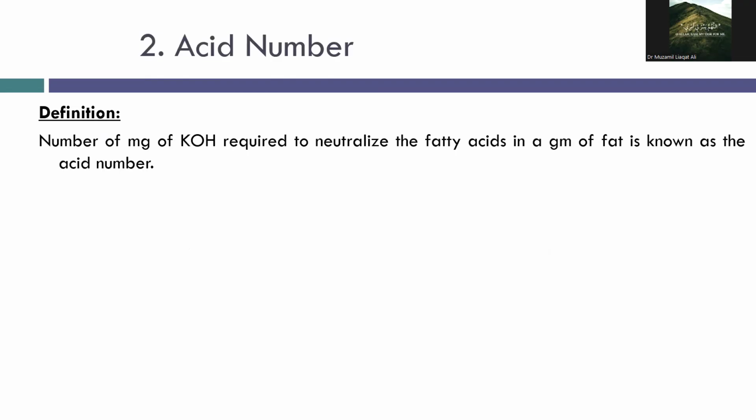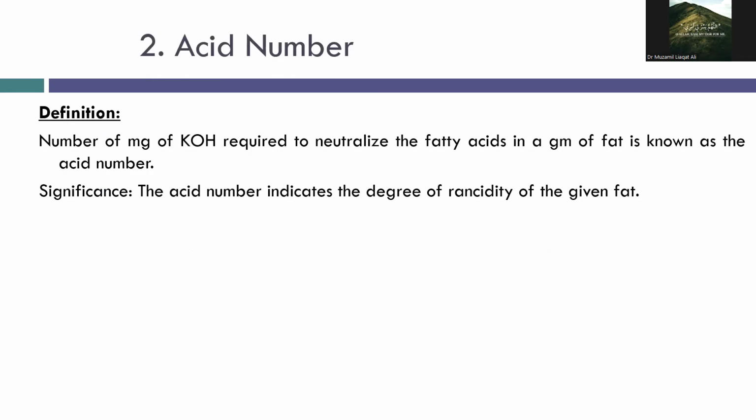So what about the acid number? Let's start with the definition. The number of milligrams of potassium hydroxide required to neutralize the fatty acids in a gram of fat is known as the acid number. So what is its significance? It indicates degree of rancidity.